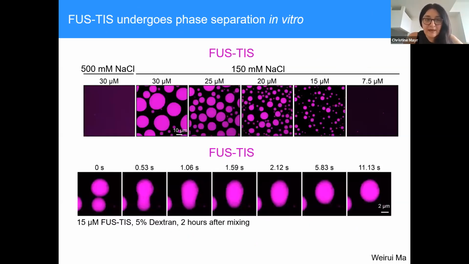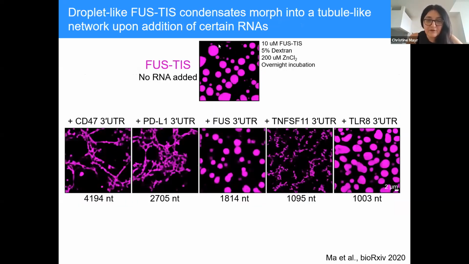So we in vitro purified FAST-TIS, and you can see it forms condensates, so it undergoes phase separation. And you see that they are highly liquid, and so they can fuse. Okay, fine. So then the interesting experiment was, now we add different RNAs to FAST-TIS, and we wanted to know what happens. On the top, it's just FAST-TIS. This is after overnight incubation.